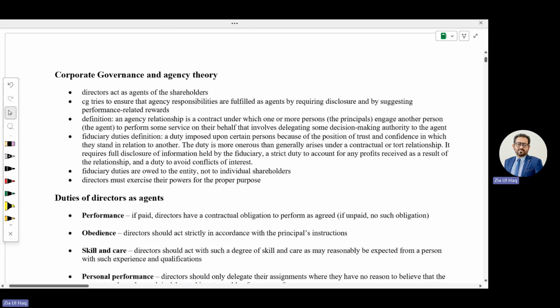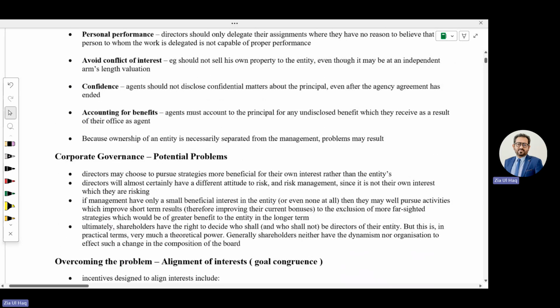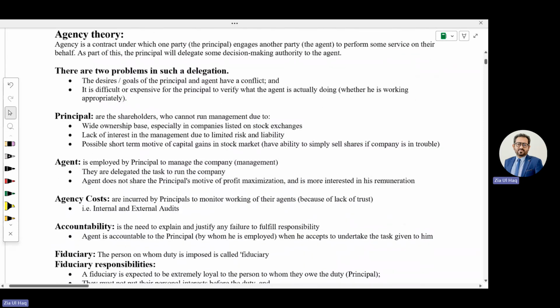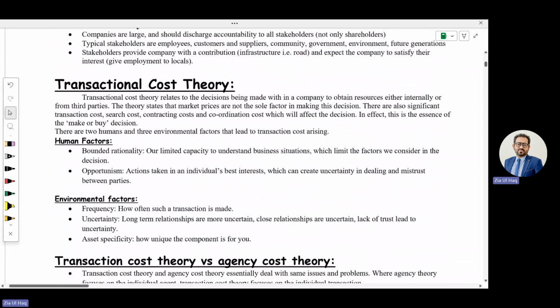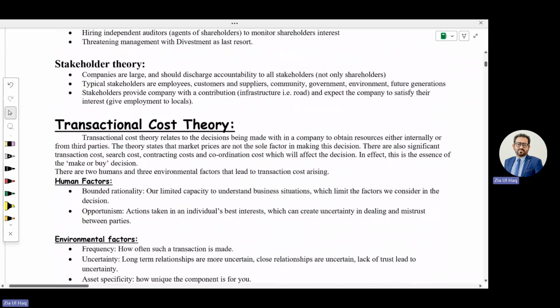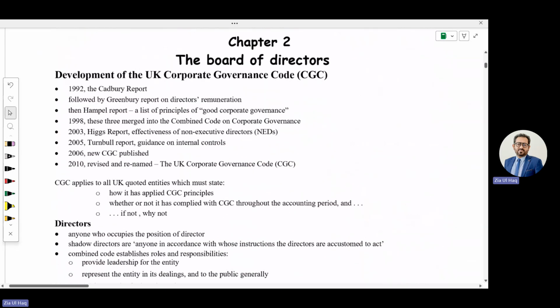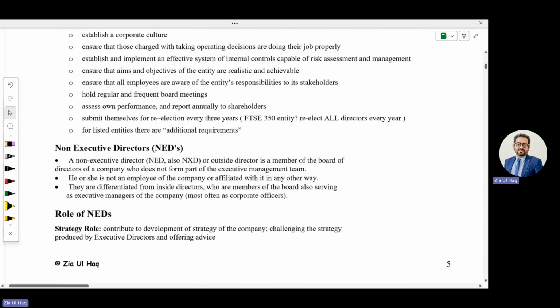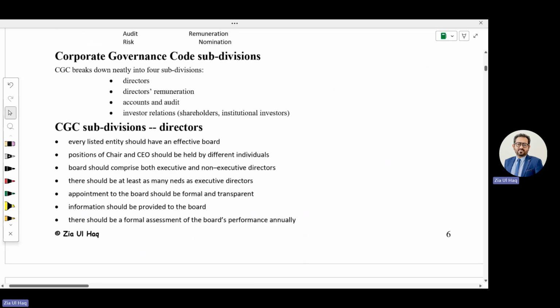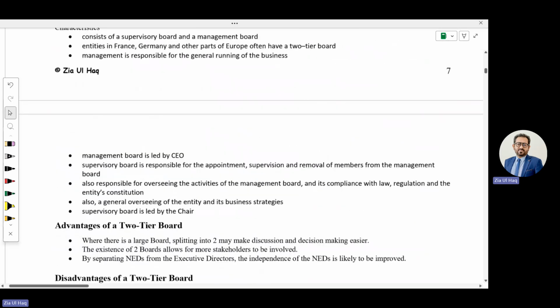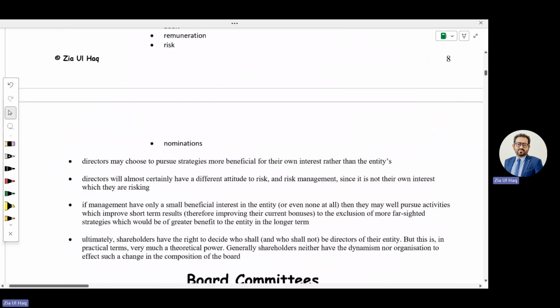From here onward, this agency theory we haven't covered so far. We will cover it in future. This transaction cost theory, stakeholder theory, we will cover in future. This chapter 2 we have covered completely. There are different courses relating to directors, role of non-executive directors. There are details of committees. So we have covered everything relating to chapter 2.